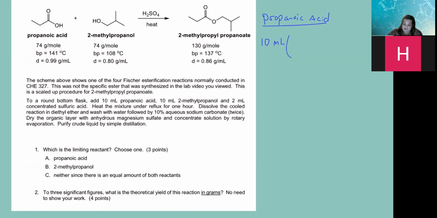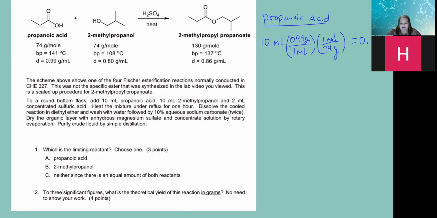So we have 10 mLs. Our density is 0.99 grams over 1 ml. And then we use the mass, and the mass is 74 grams per 1 mole. We do some mathy math. I don't have a calculator. I'll use my phone. 10 times 0.99 divided by 74. We have 0.134 moles.